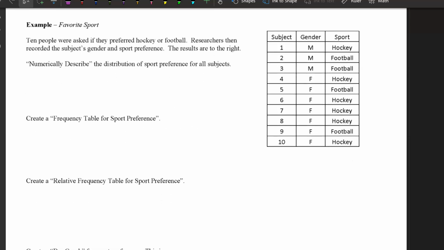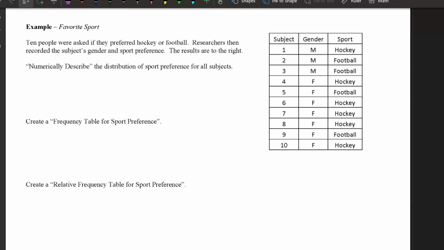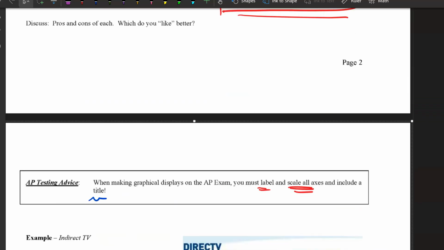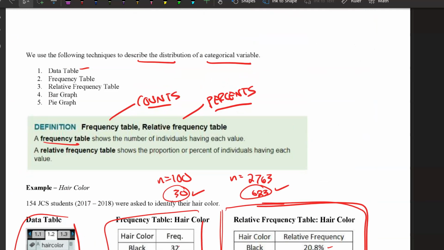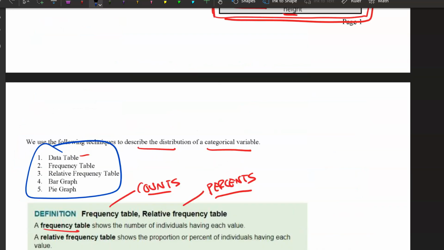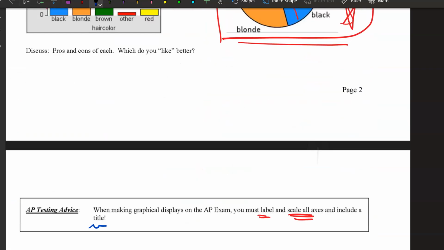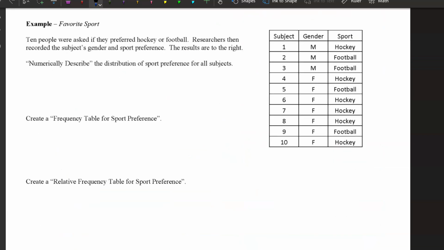So let's look at some examples here and talk about how we can describe the distribution of a categorical variable. And we already talked about it. How do you describe the distribution of a categorical variable? One of these three things here. Or just this right here, just list the percentages. The percentages tell us what values the variable took on and how frequently it took them on, right? So just list the percentages. That's how you describe a categorical distribution.